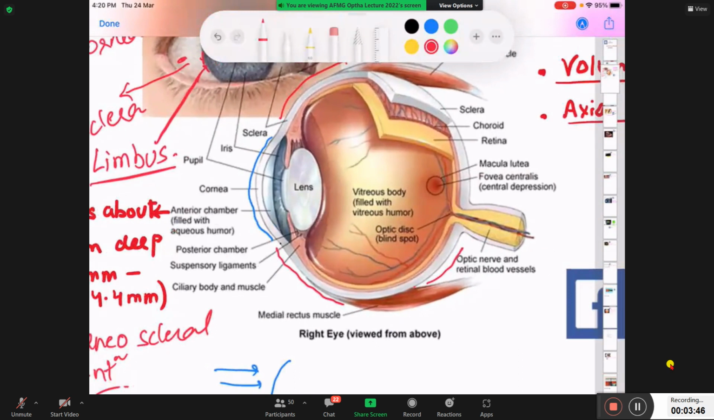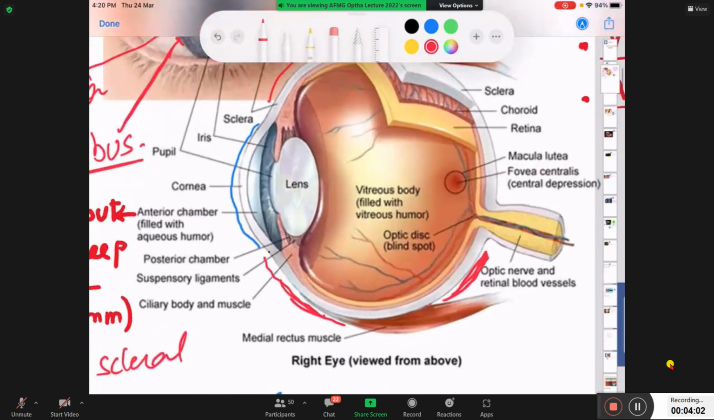So first we will discuss the outermost coat of the eyeball. The anterior 1/6 part of your eyeball is cornea, whereas the posterior 5/6 part is called your sclera. Now coming to the inner structures or the inner layers of the eyeball. Can you appreciate this structure? This structure is called your iris. And this iris is joined with this structure, which is your ciliary body. CB is your ciliary body.